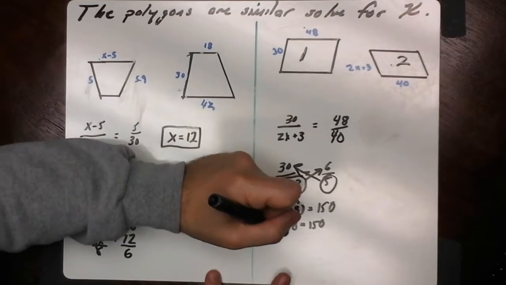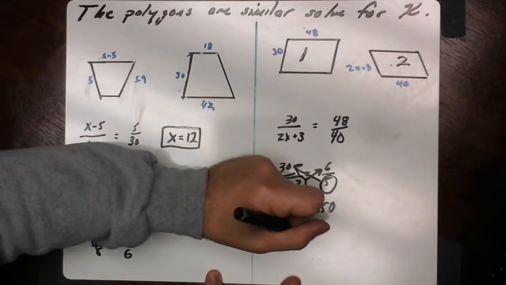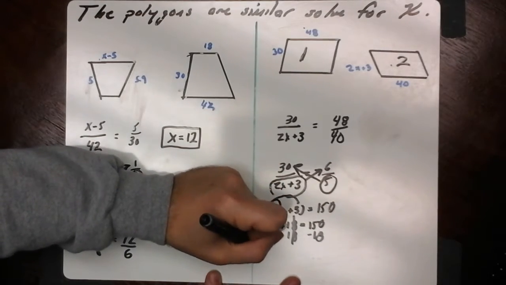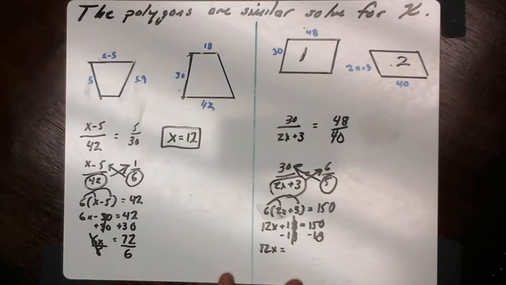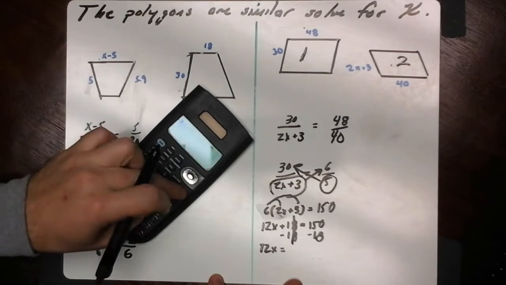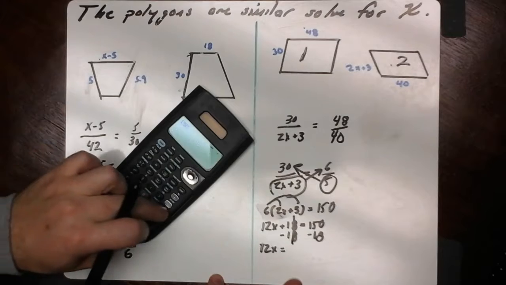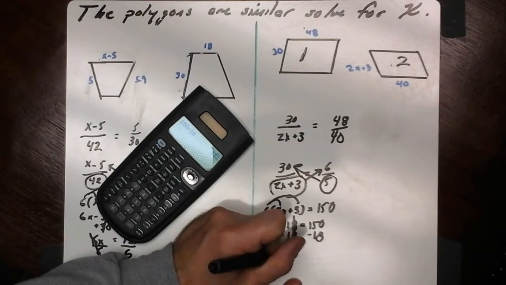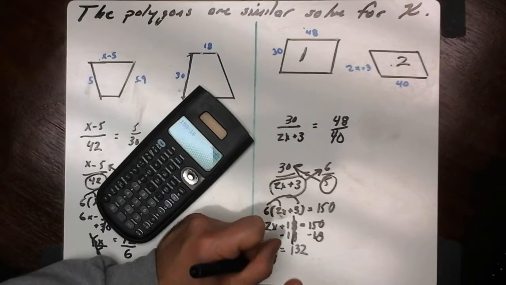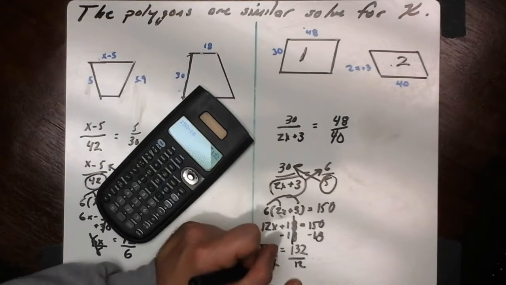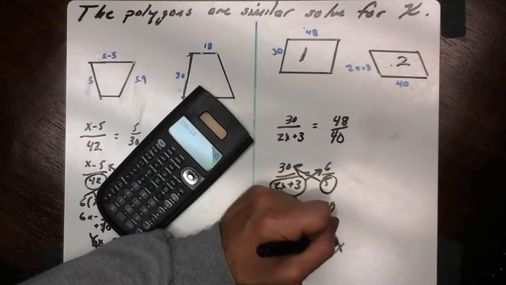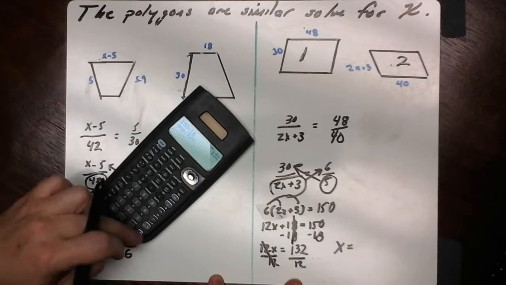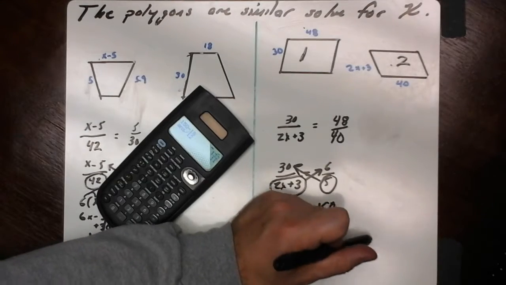Okay. Now I'm going to subtract 18. And I have 12x equals 150 minus 18, which gives me 132. I divide by 12. And x is going to equal 11.